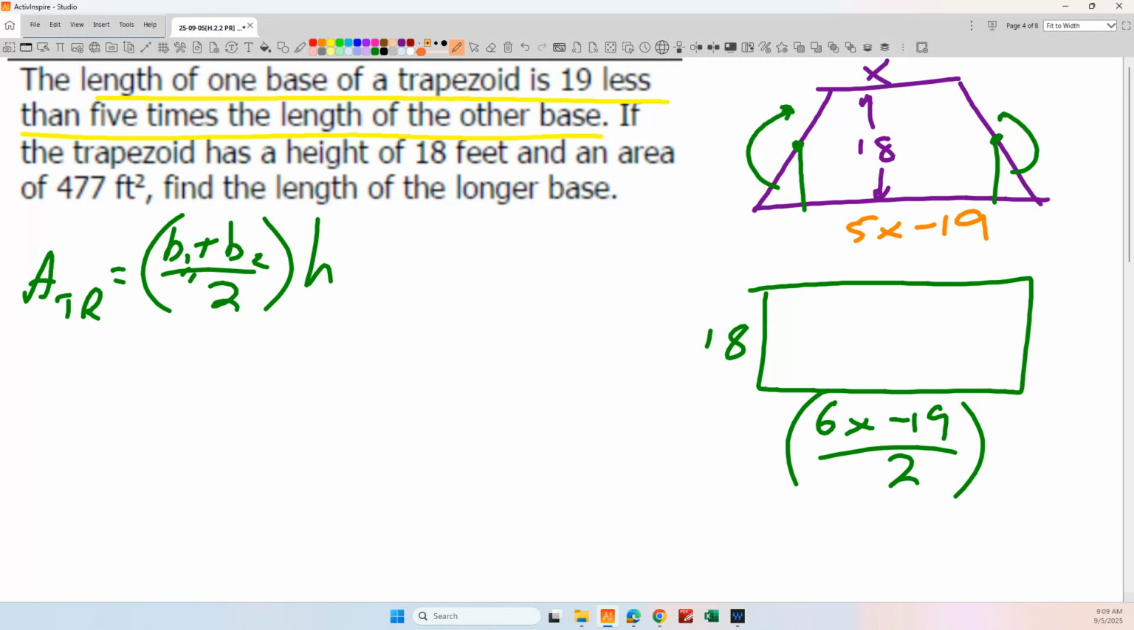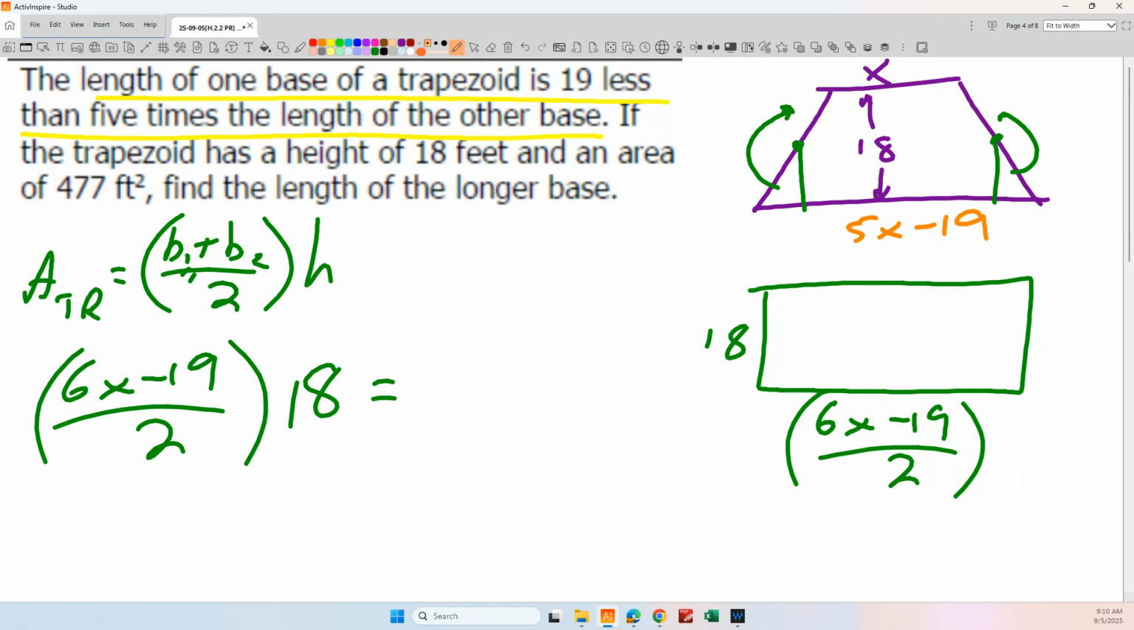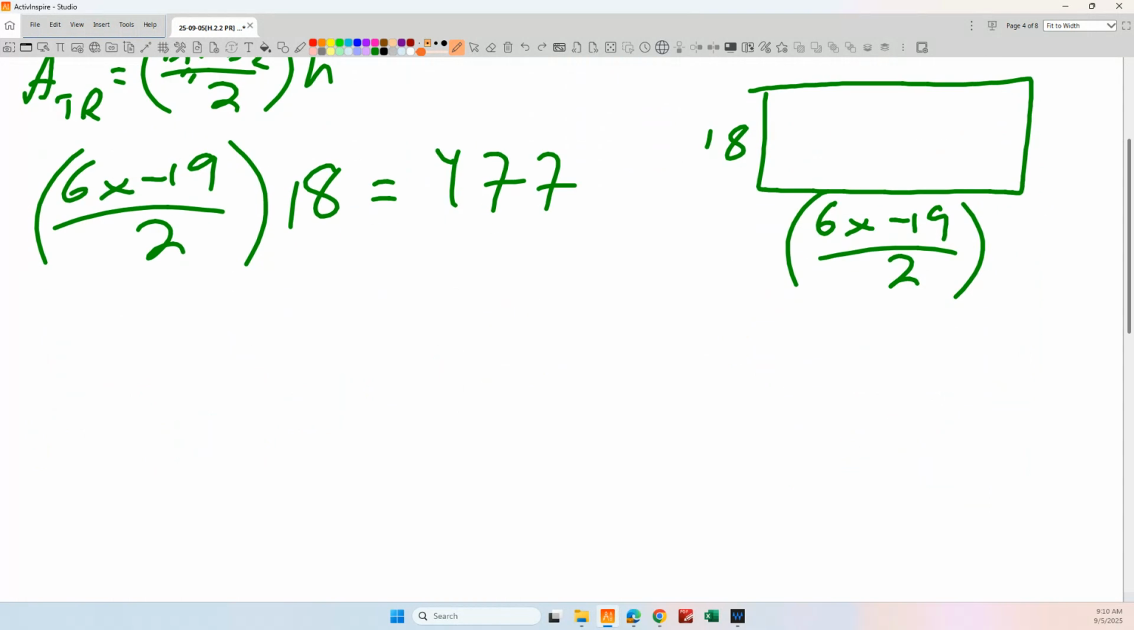Okay, so now what? We know the total area by this formula. That's just going to be (6x minus 19) over 2 times what? 18. And what should that equal? 477. Well, I could simplify. 18 divided by 2 is just 9, right? I could reduce that fraction. So 9 times the quantity 6x minus 19 equals 477.